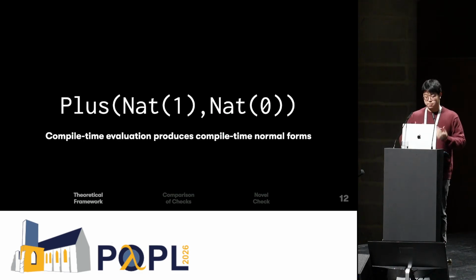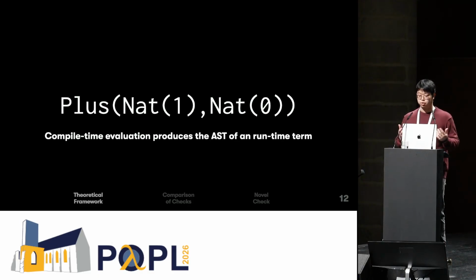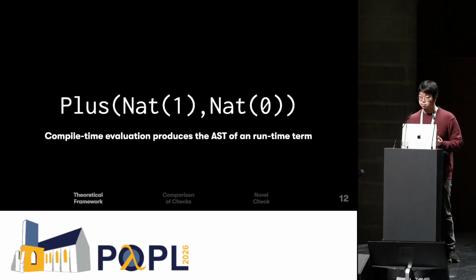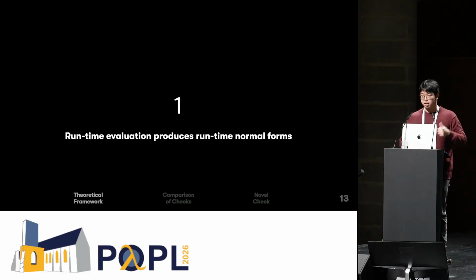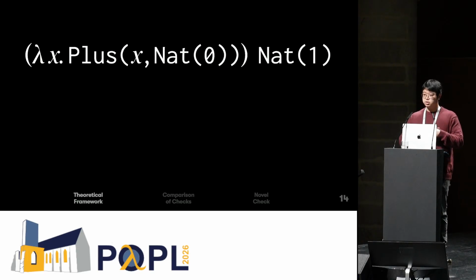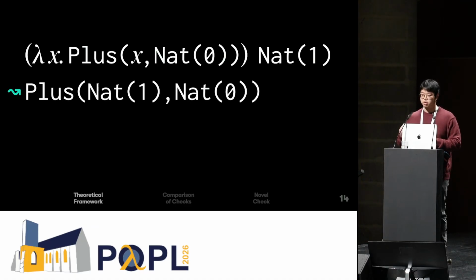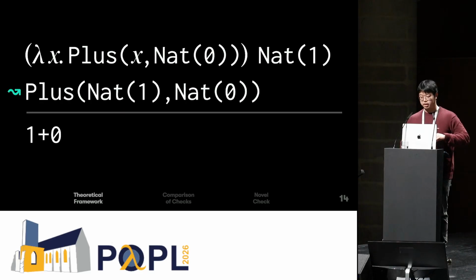This is what happens at compile time. Compile-time evaluation produces compile-time normal forms, and these compile-time normal forms are ASTs of runtime terms. Since they're ASTs of runtime terms, we can move it into the runtime world where it's 1 plus 0. We can run it, and we get 1. That's just the regular runtime evaluation that you're familiar with. That forms our model. We start off with a compile-time term, which manipulates ASTs. We run it to get the AST of a runtime term. We then bring it into the runtime world and run it again, and then we get our runtime normal form.